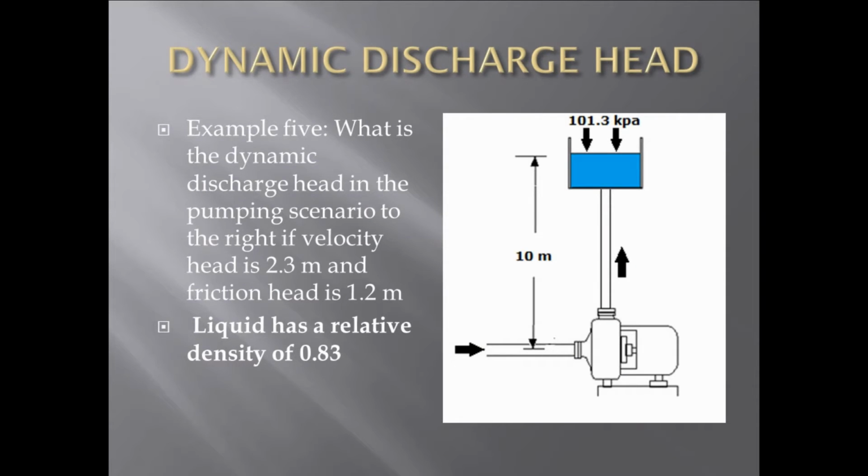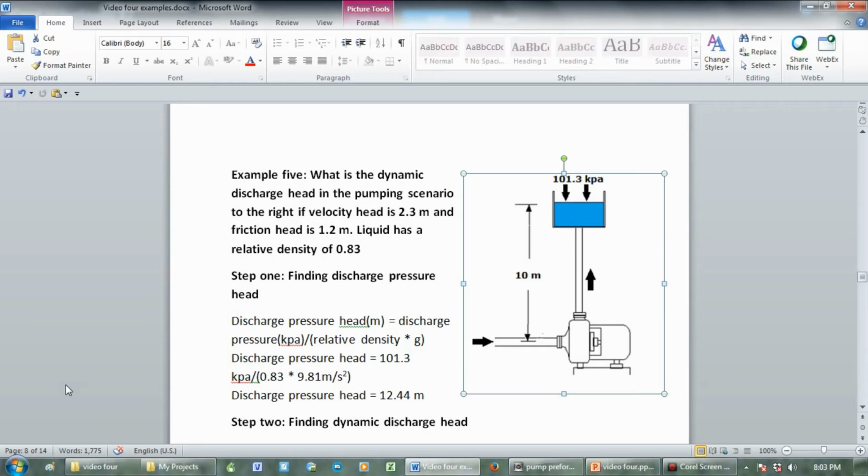Example 5. What is the dynamic discharge head in the pumping scenario to the right if velocity head is 2.3 meters and friction head is 1.2 meters? Relative density of the liquid is 0.83. So basically here is our question. We have a static discharge head of 10 meters from the center line of the pump to the top of the liquid on the discharge side of the pump.